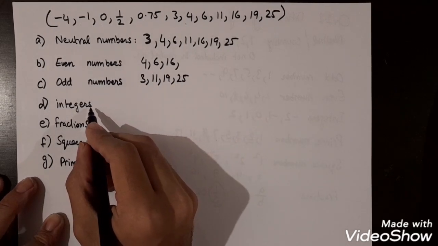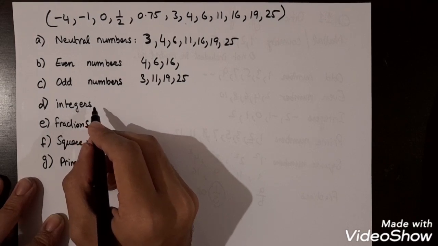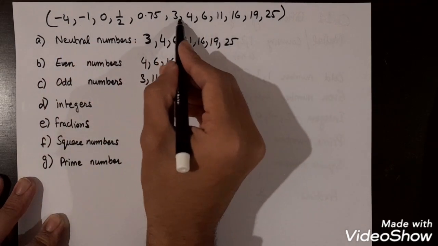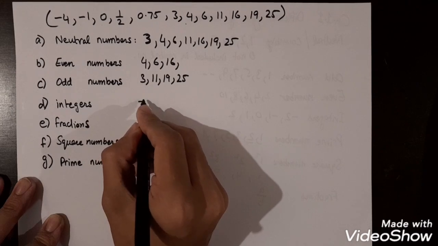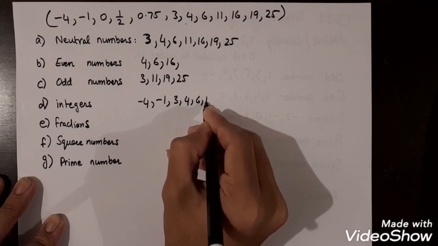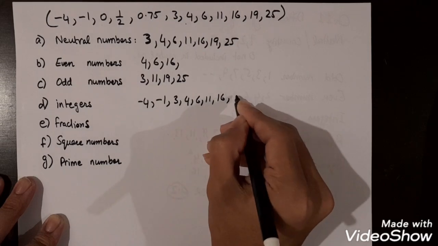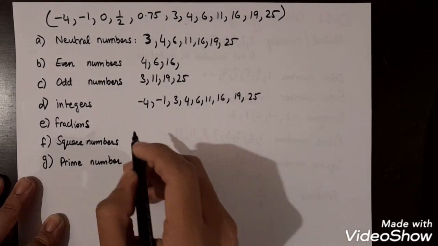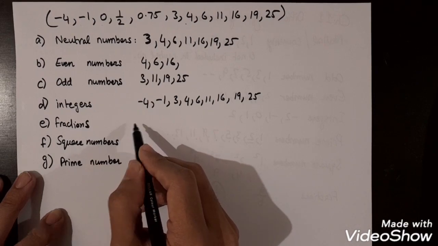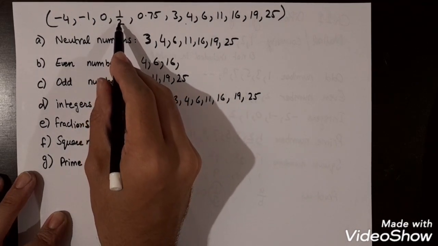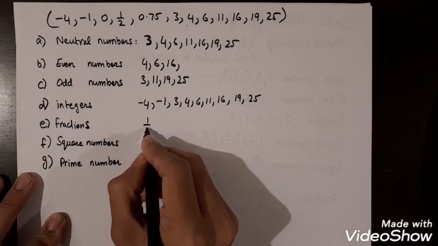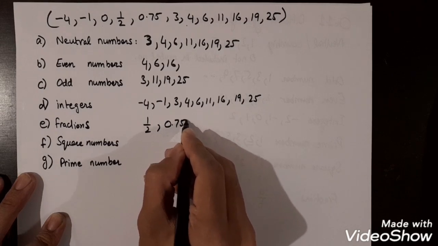Then integers are both positive and negative whole numbers. So the negative whole numbers are -4, -1, and then 3, 4, 6. So we'll write -4, -1, 3, 4, 6, 11, 16, 19, and 25. Then fractions are those in decimals or in fractions. So here we have 1 over 2 and 0.75.